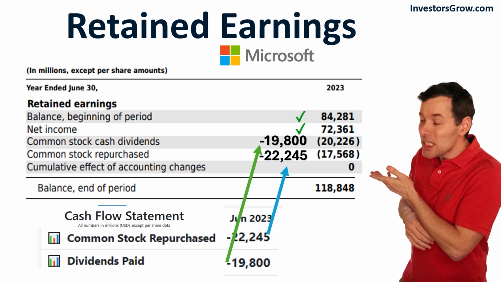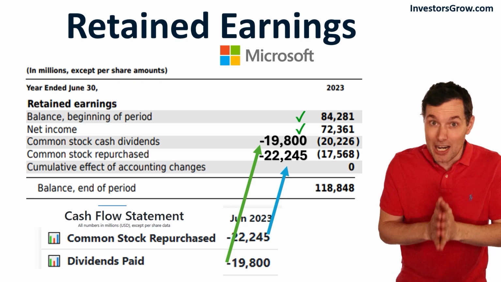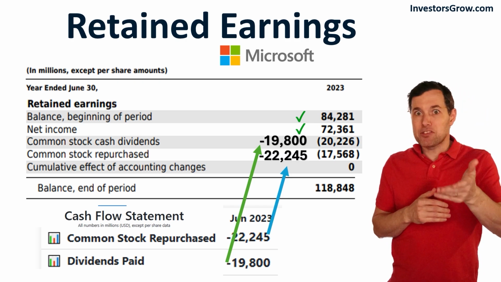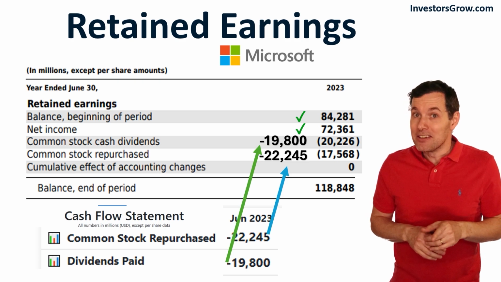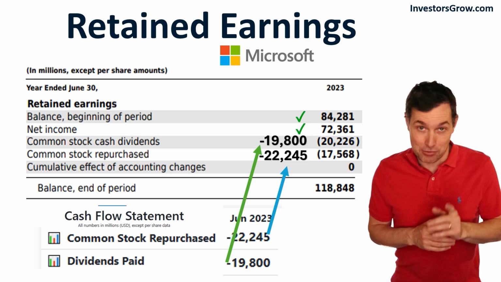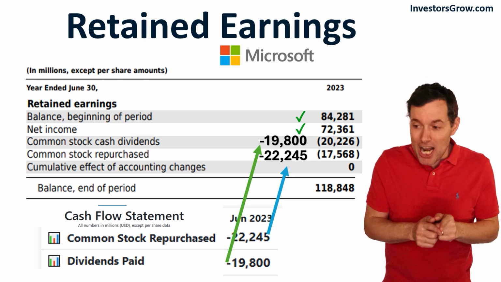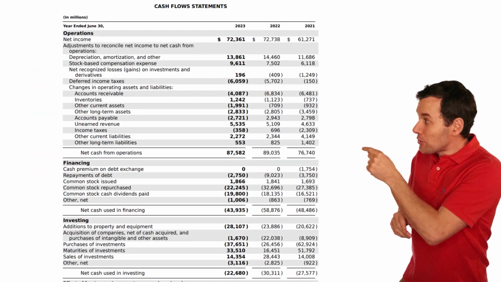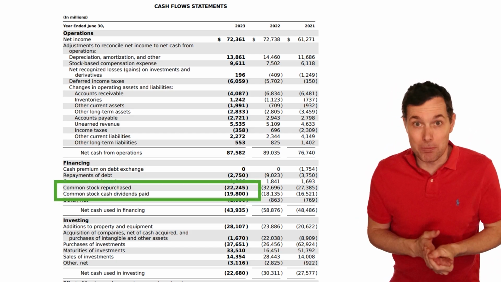And right away, we might look at these numbers and see that the numbers we got from the cash flow statement don't line up with the numbers within Microsoft's own calculation for retained earnings. Now, I know what you're thinking. Jimmy, perhaps the Investors Grow website is wrong. Well, don't worry, we double-checked everything. And when we check Microsoft's actual annual report, these two numbers right here are the numbers that are actually in Microsoft's annual report.